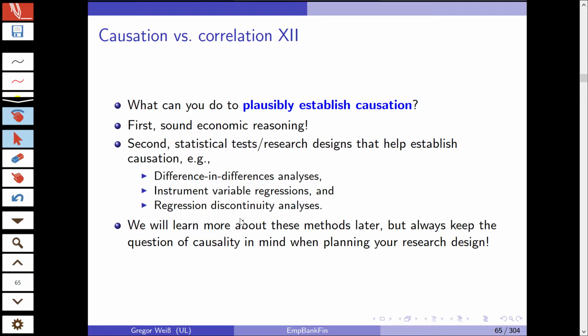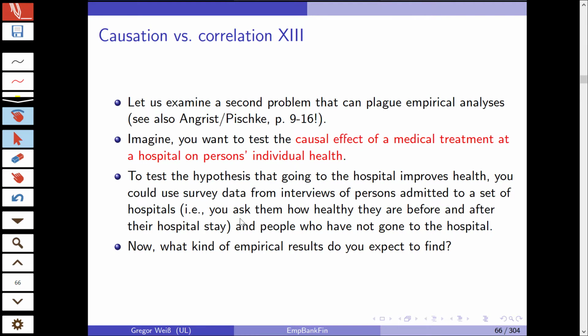Second of all, you need to use sophisticated statistical tests that can help establish causality. And the most frequently used methods are difference in differences, diff-in-diff, instrumental variable regressions, IVs, and RDDs, regression discontinuity design analyses. We'll talk about these in later sections of this class, and you need to keep this in mind when planning your research design.